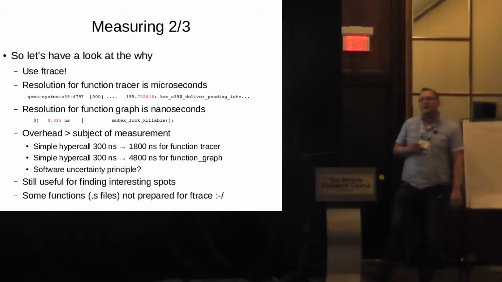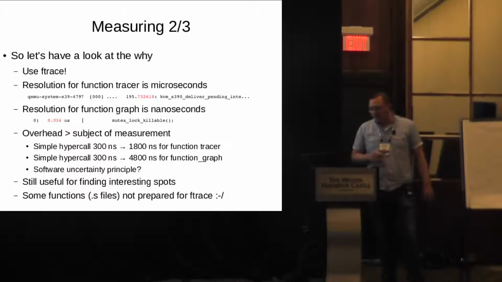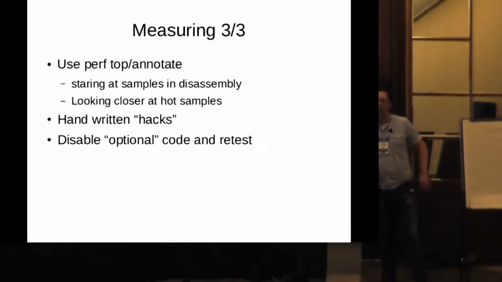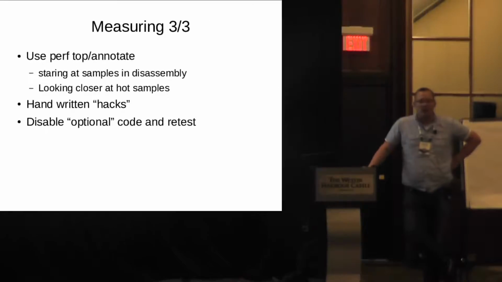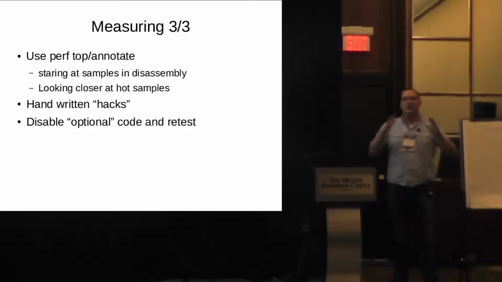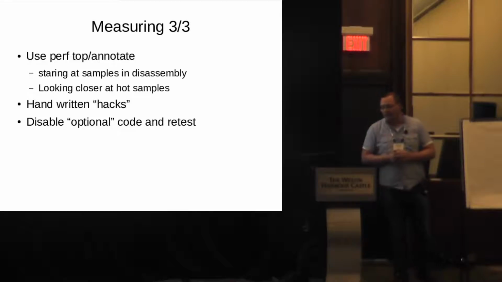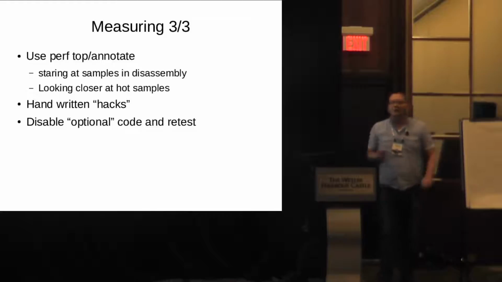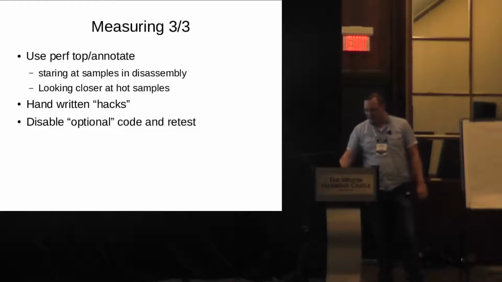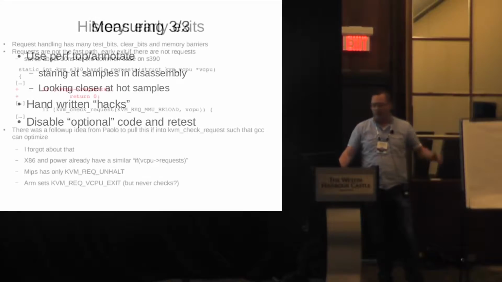Still, ftrace is useful for finding interesting places to look closer. It has some other issues, like not all assembler files are prepared to do that, but what I did in the end was actually using perf top and perf annotate and staring at disassemblies. So I then looked closer at hot samples. There were some instructions which were very hot in these samples, and then I looked at why. I also used handwritten hacks so that I can circumvent some code, and I disabled, let's say, optional code and retested. So what did I find during that time?